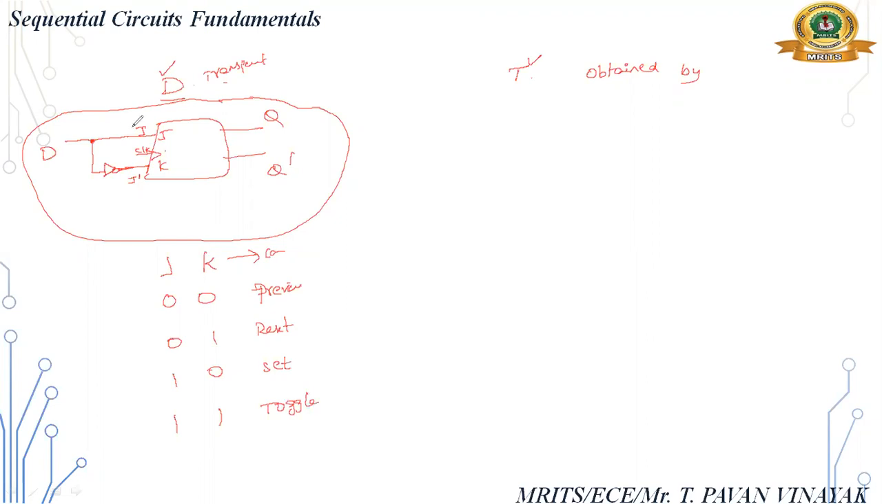Here, when J is 0, automatically K will be 1, because we are considering their complement. So observe, only these two conditions are possible in the D flip flop. Observe here I am giving J as 0. The complement of 0 is 1, so we get only the 0 1 values to the JK flip flop.